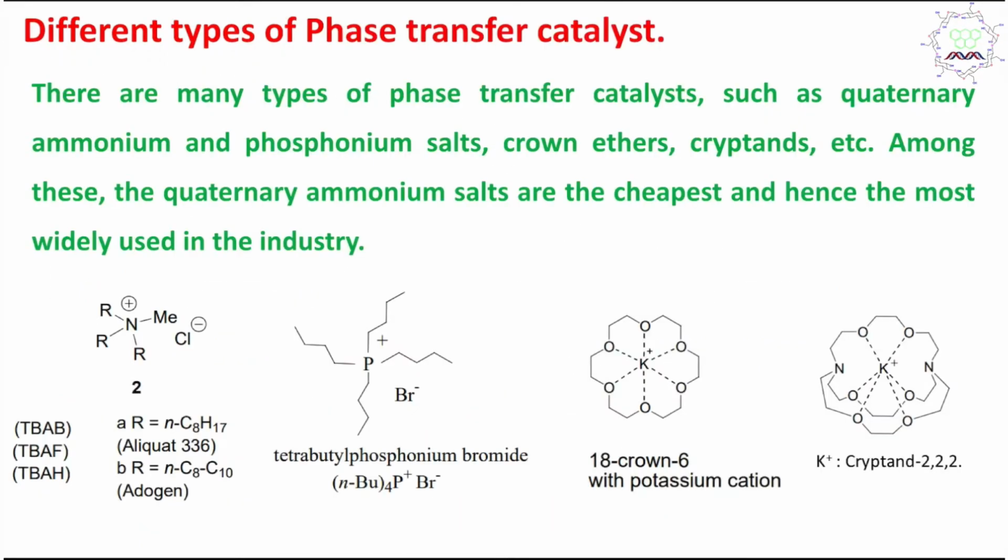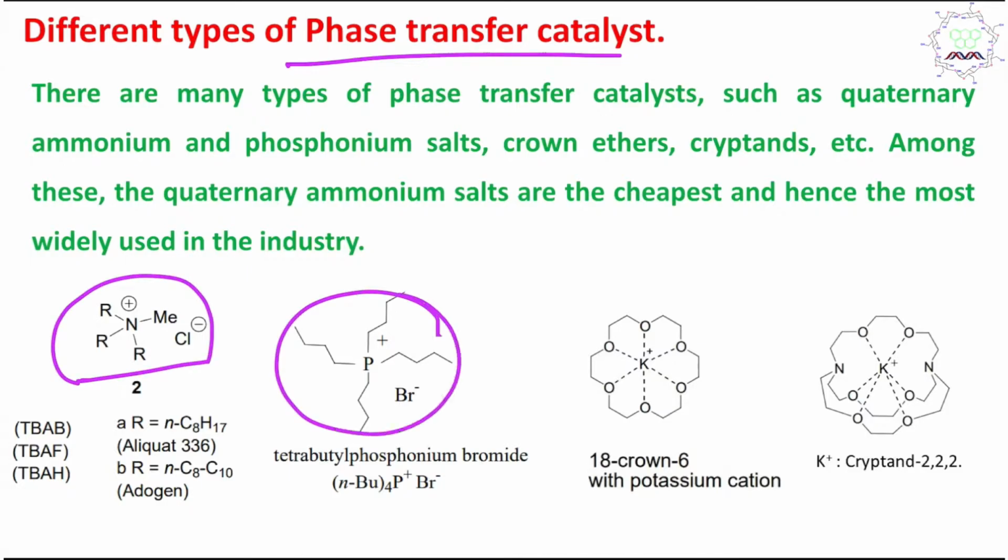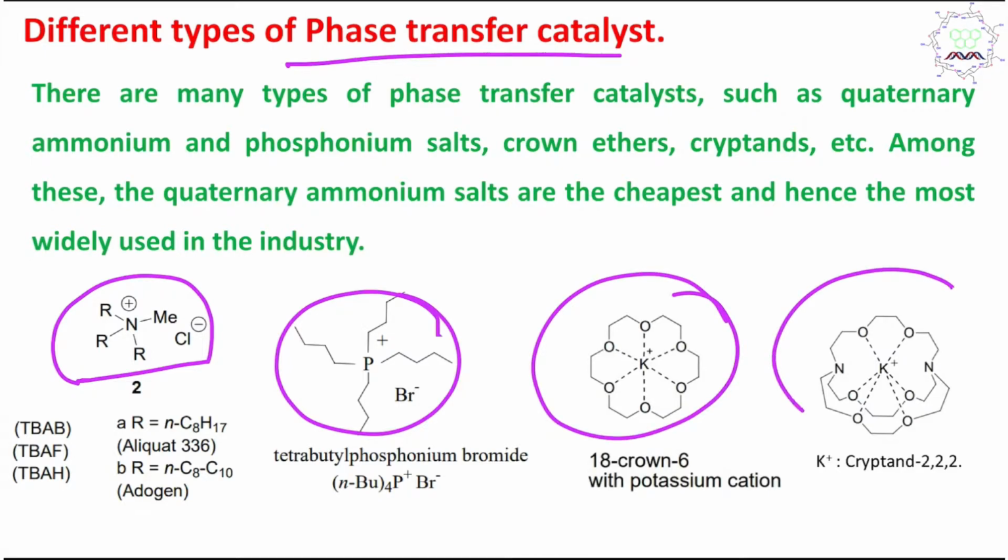So we have understood that PTC is very important. Now let's know how many types of PTC are possible. There are many types of PTC possible. For example, this is a quaternary ammonium salt, this is a phosphonium salt, this is a crown ether, and this is a cryptand.